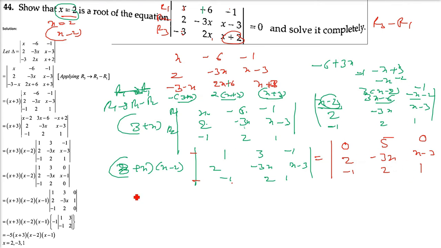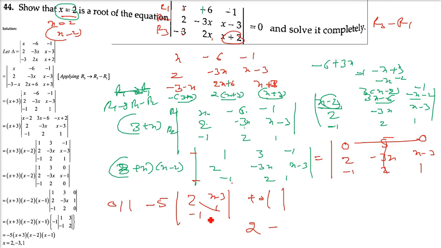Now let us open it. 0 into something, minus 5 into, let us write something here. So what do we get? Minus 5. So 2 minus 1, x minus 3, 1 will come. Minus 5. And then plus 0 something, so I am not writing it. So it will be 2, negative 1, and x minus 3 and 1. So now do it. 2 into 1 is 2, minus becomes plus, x minus 3, so this will become x minus 1. Minus 5 is outside. So we have minus 5 into x minus 1.